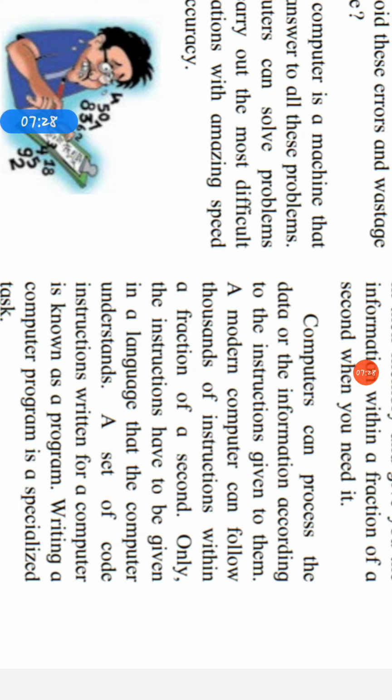A computer can process the data or information according to the instructions given to it. A computer only works on the instructions given by humans. A modern computer can follow thousands of instructions within a fraction of a second. As I said, a computer can follow only instructions and it gives a result in a fraction of a second.